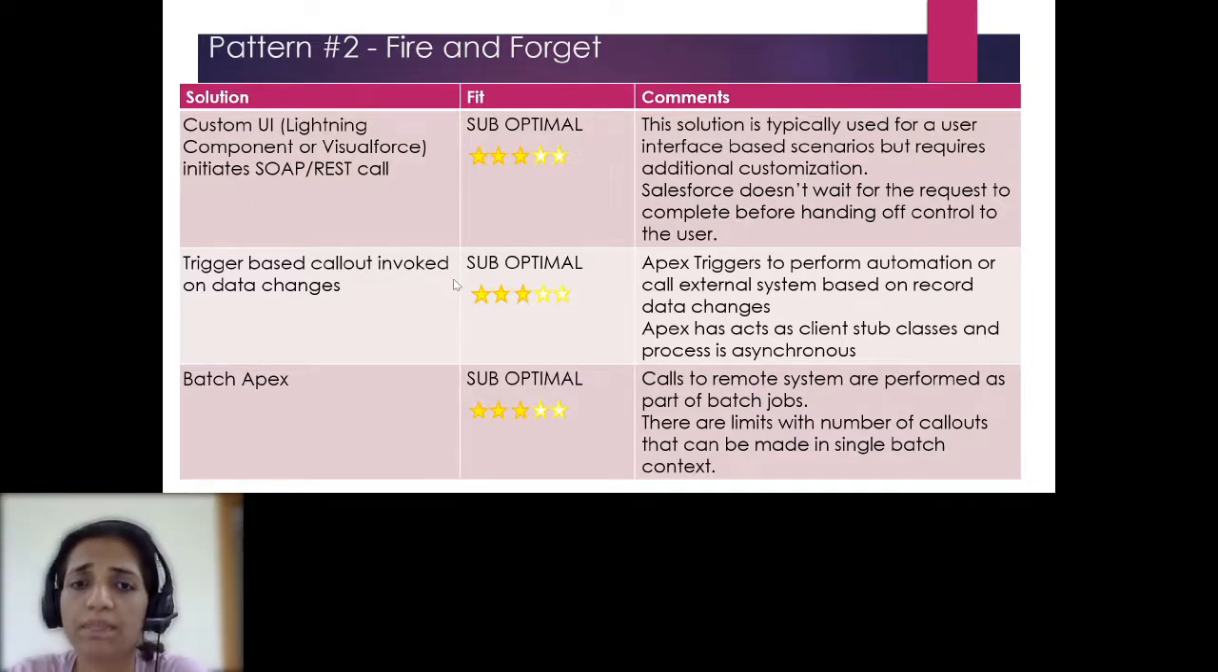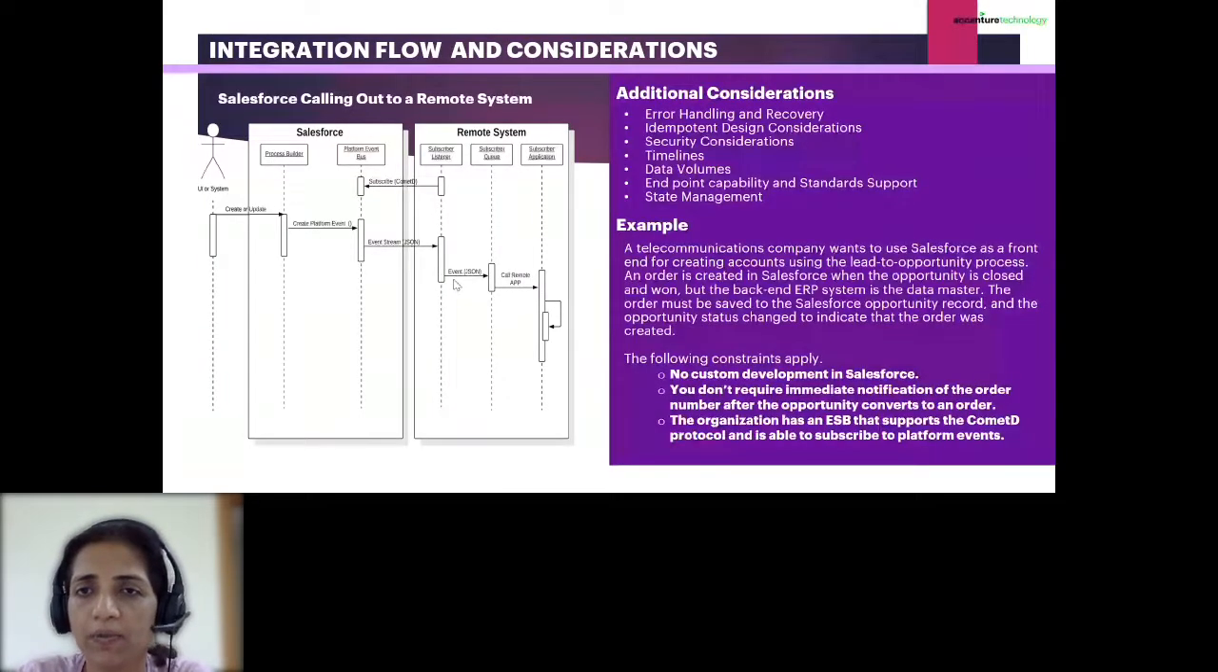Secondly, as we all know, in batch process you will also have certain limits on the number of callouts you can make, which also applies to a trigger, and hence it again becomes suboptimal. I have one flow where I'm talking about the platform event. I am very keen for you guys to prefer that option, and hence I've chosen to speak about platform event.